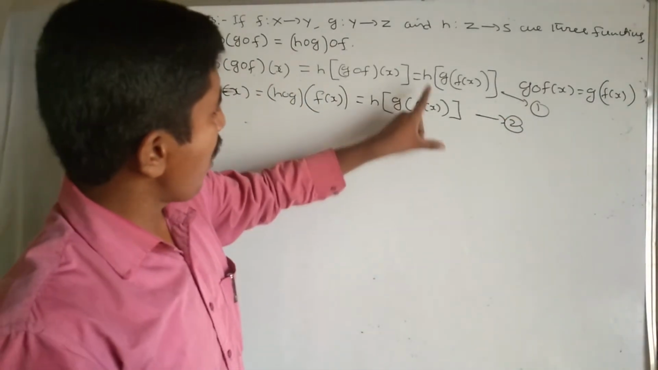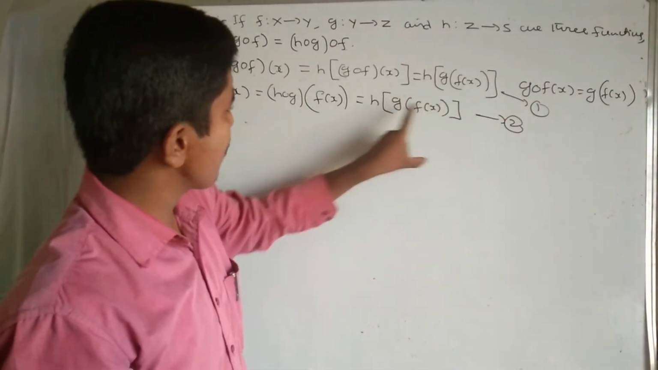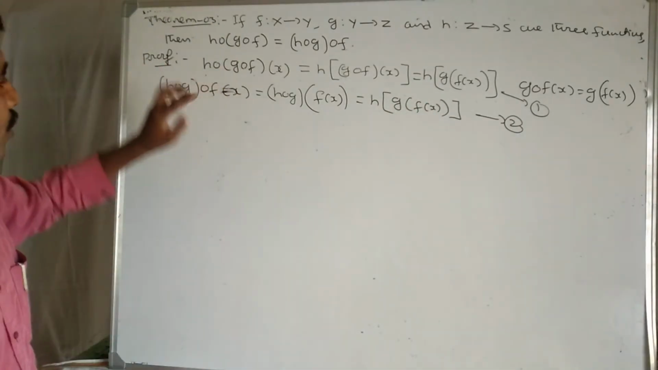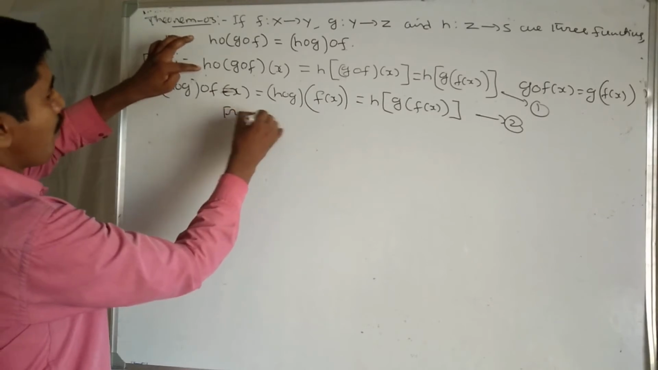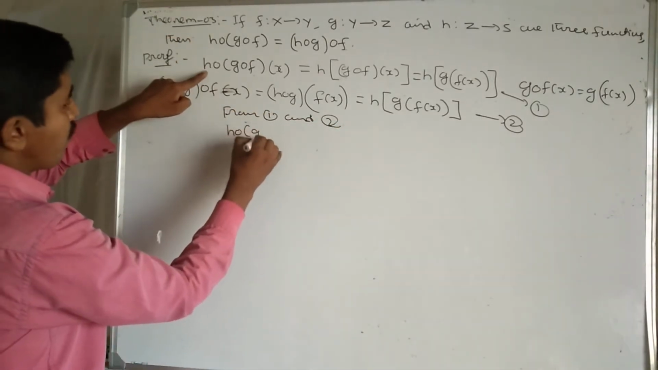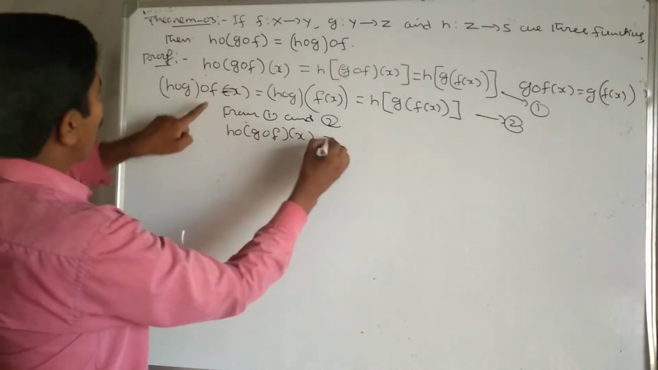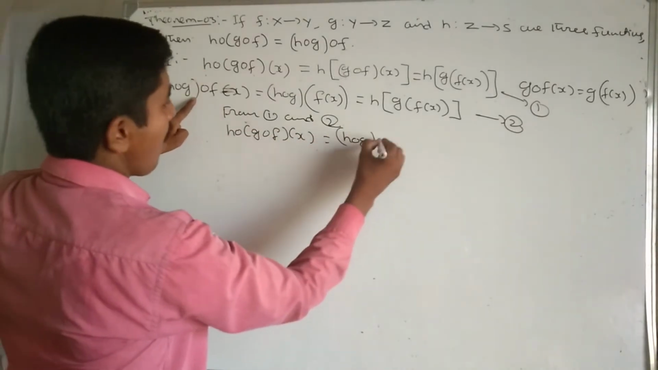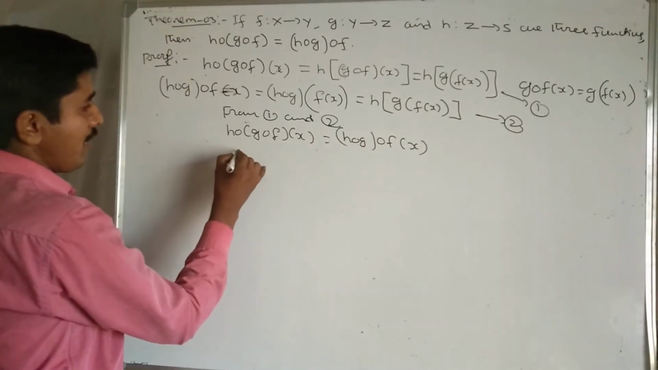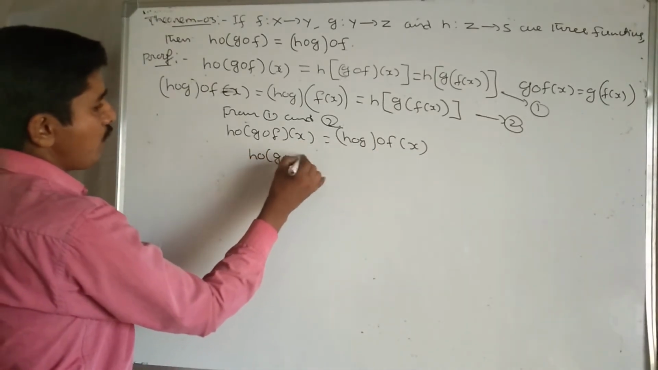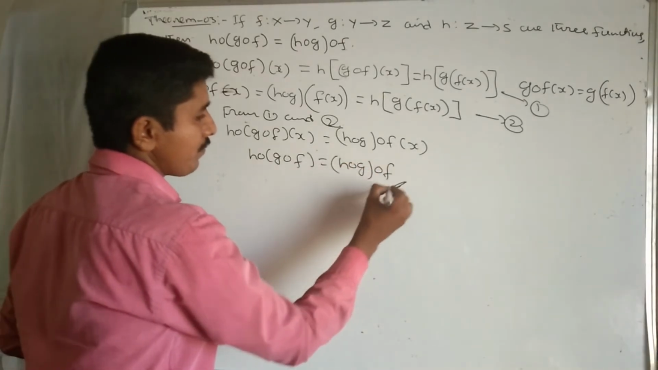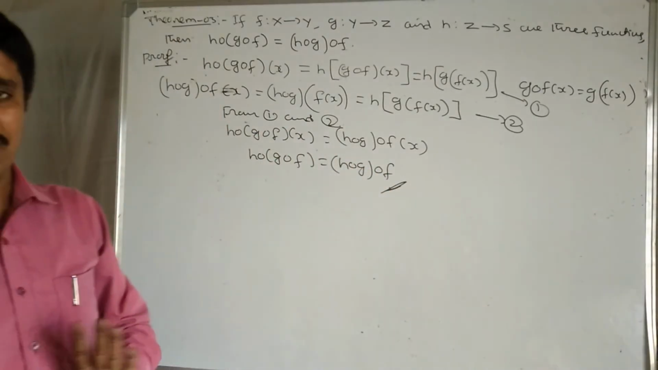From equations 1 and 2, h of g of f of x and h of g of f of x, both are equal, so clearly LHS equals RHS. From equations 1 and 2, both are equal: (h∘(g∘f))(x) equals ((h∘g)∘f)(x). If you remove the domain element on both sides, then we can write h∘(g∘f) is equal to (h∘g)∘f. Enough, directly we can write like this.